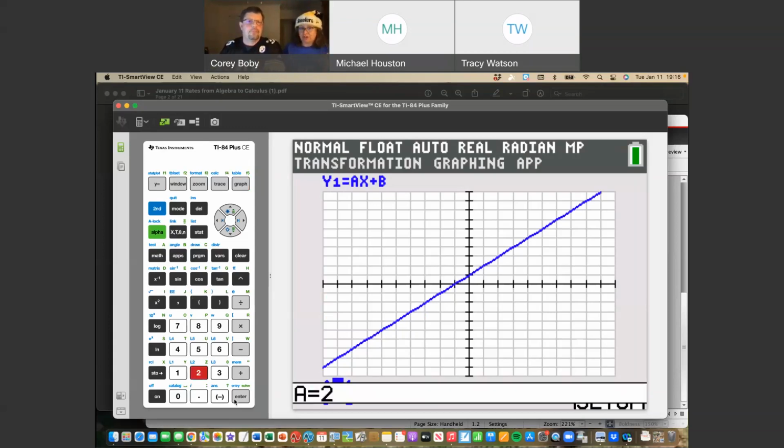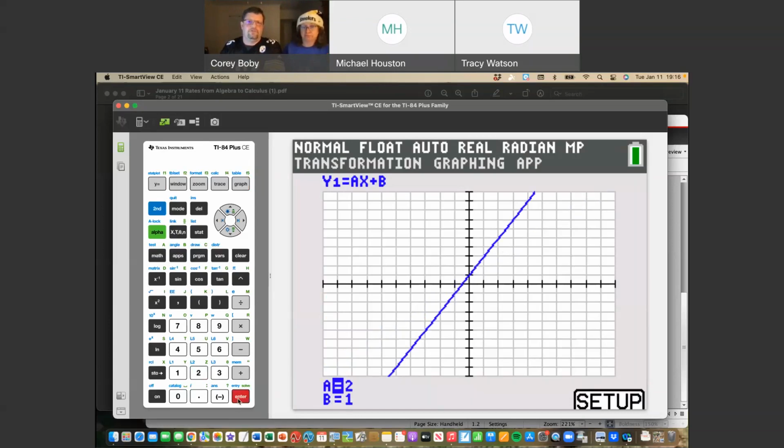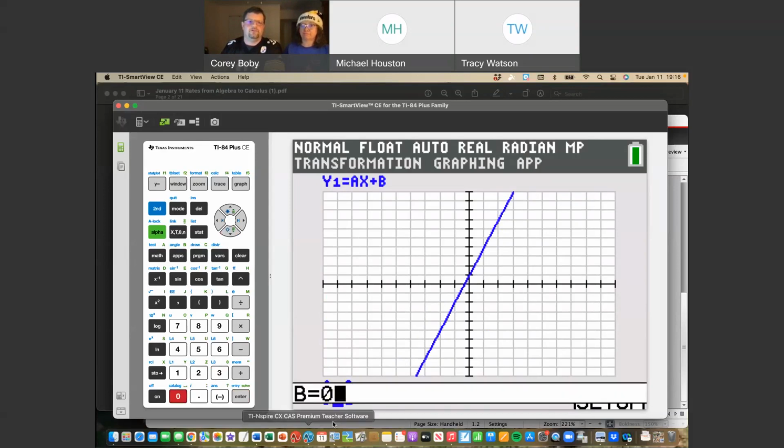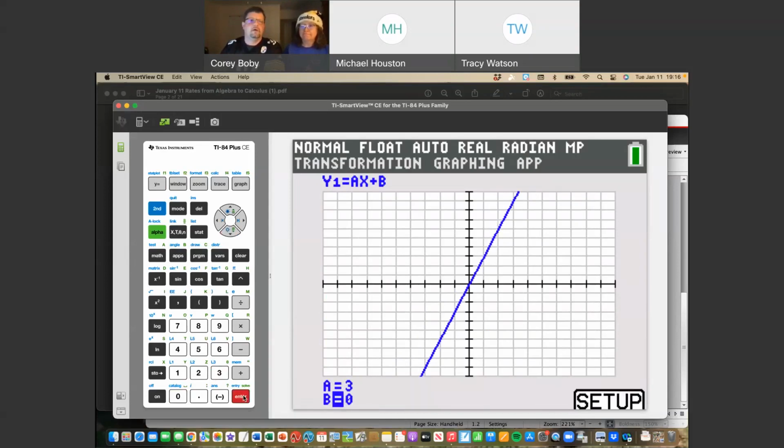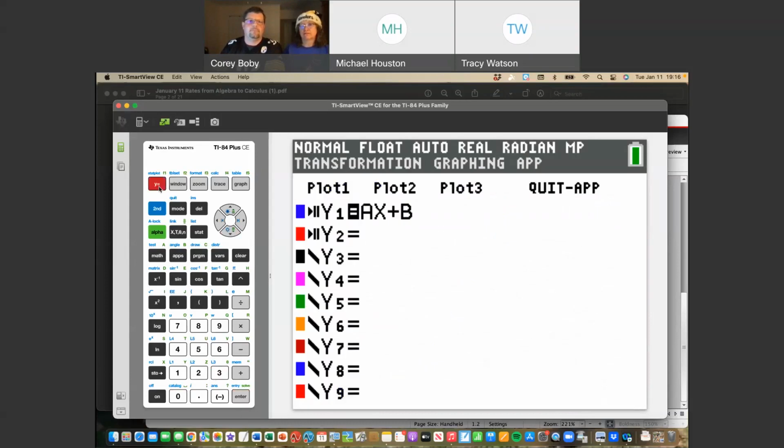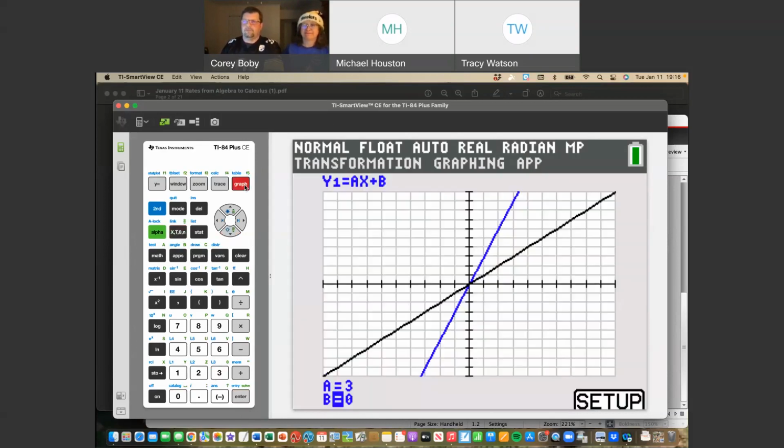Now, how do I change the values? So right now, if I change the value of A to 2 or 3, the value of A changes, and I'm going to go down to change the value of B to 0 because my parent function really should be y equals x. And one of the nice things, we don't even talk about parent functions. I can actually do true transformations, or I can have a parent function going on here. So that black graph is my parent function. Nice. And the blue function is my transformation.